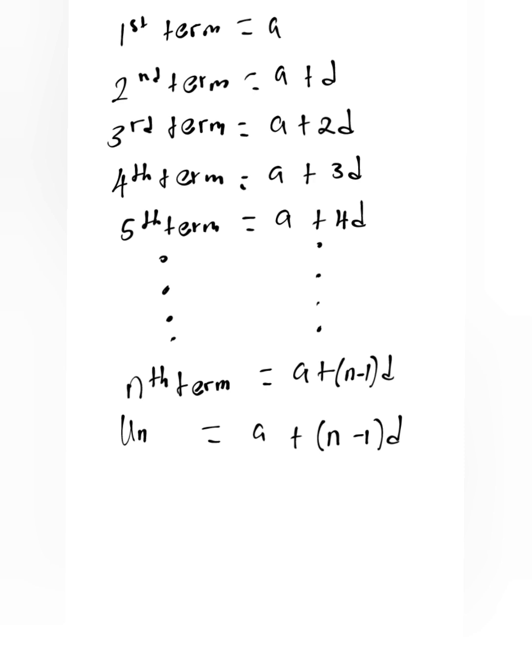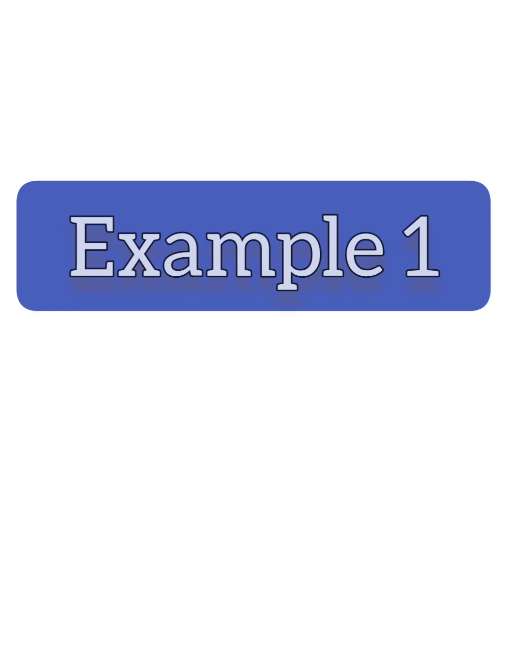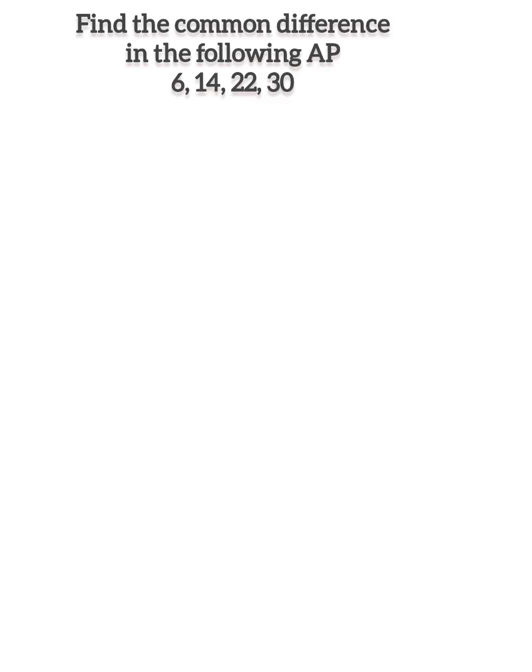Now let's move on to question number 1. Example 1. Find the common difference in the following AP: 6, 14, 22, and 30. We have to find the common difference. The sequence given is 6, 14, 22, and 30. The common difference is the difference between any two consecutive terms.